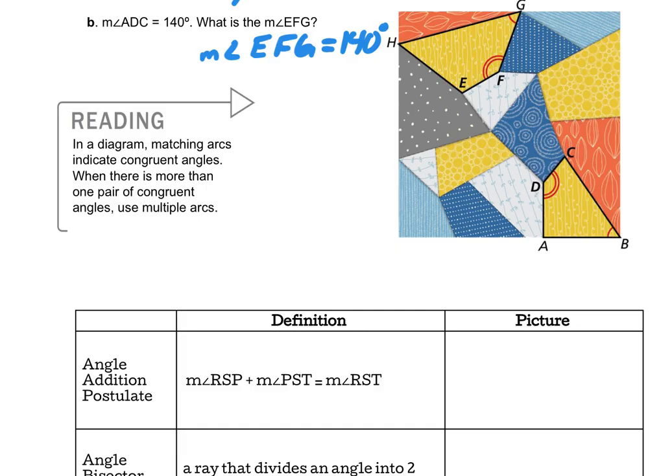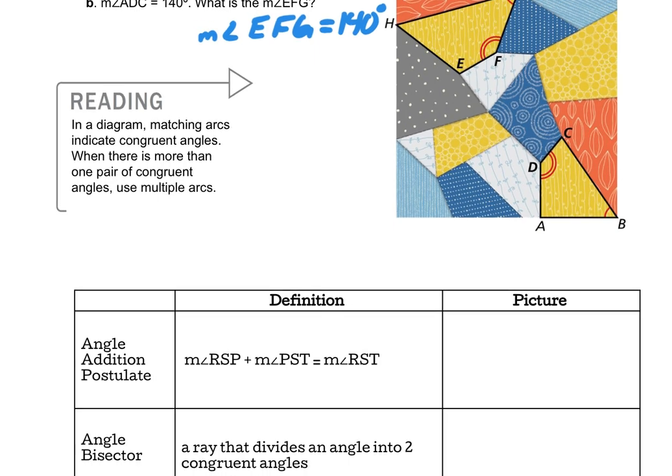Okay, probably wouldn't do that very often where I have that many markings on there, but you might see like the 1 and 2, maybe 3 in the same picture. You're just using multiple arcs.